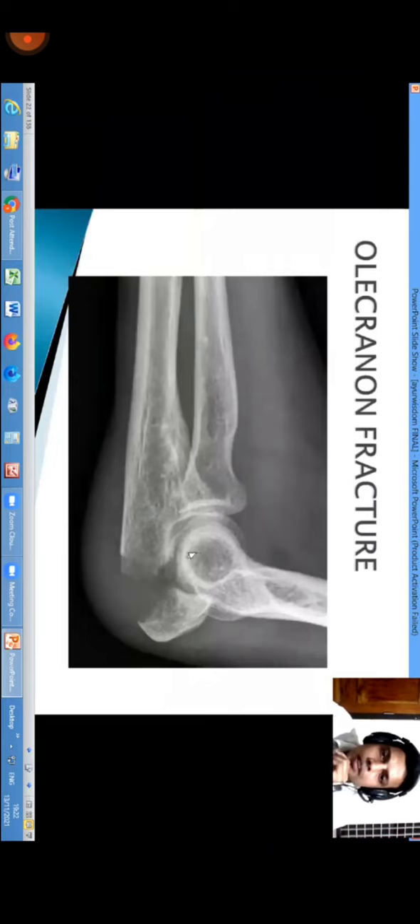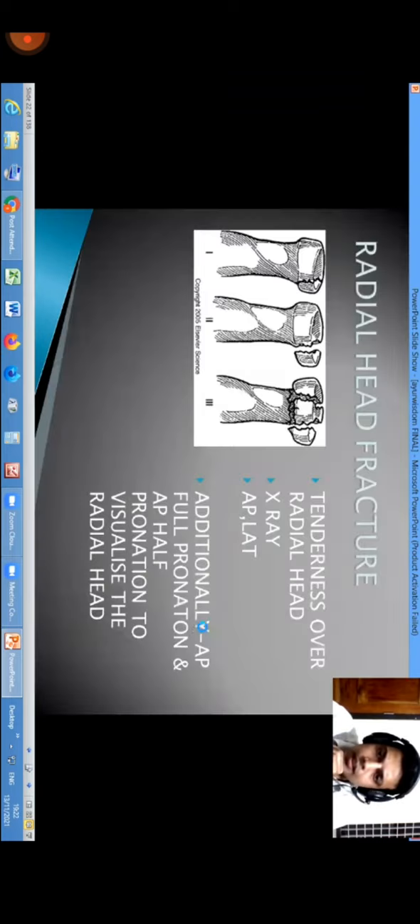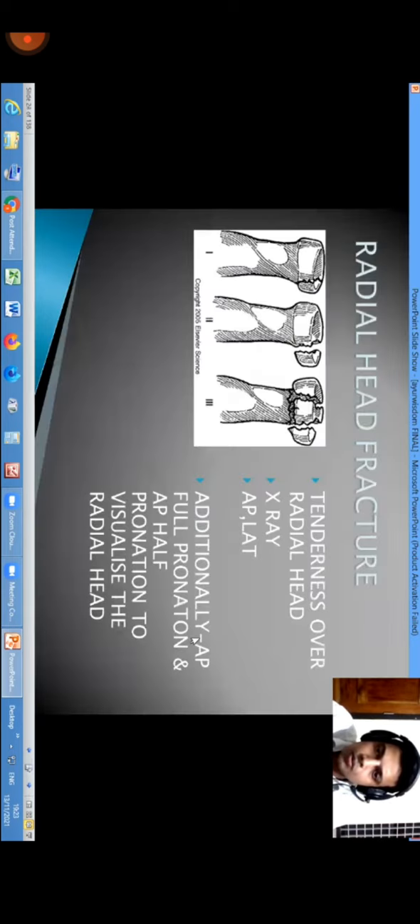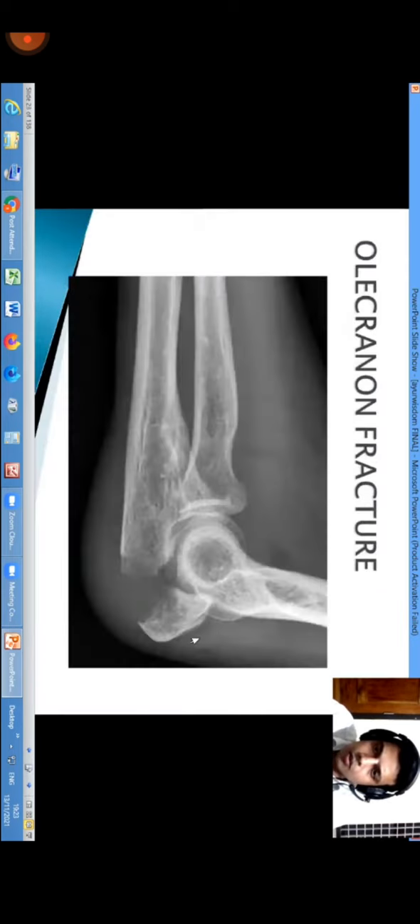Coming to olecranon fracture. The olecranon is fractured here, and the important point related to the olecranon fracture is that here is the attachment of the triceps muscle. Triceps is a powerful muscle, and the pull of the triceps will cause upward movement of the olecranon fragment. This fragment will be moved upward. So reduction is not easy in case of olecranon fracture.